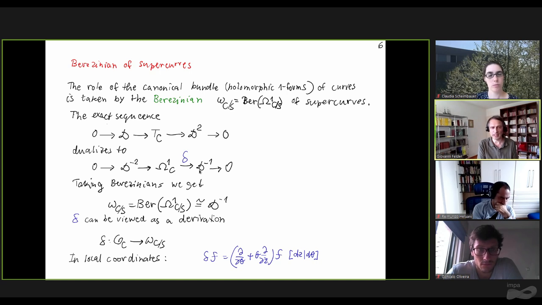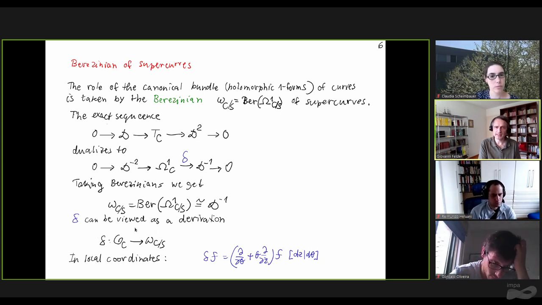And so now you can view this delta as a map from one forms to the canonical bundle. A map of O_C modules from one forms to the canonical bundle is the same as a derivation, so a derivation from functions to the canonical bundle. So this is one basic structural feature of these supercurves, this map from functions to the generalization of one forms, so sections of the canonical bundle, the Berezinian.